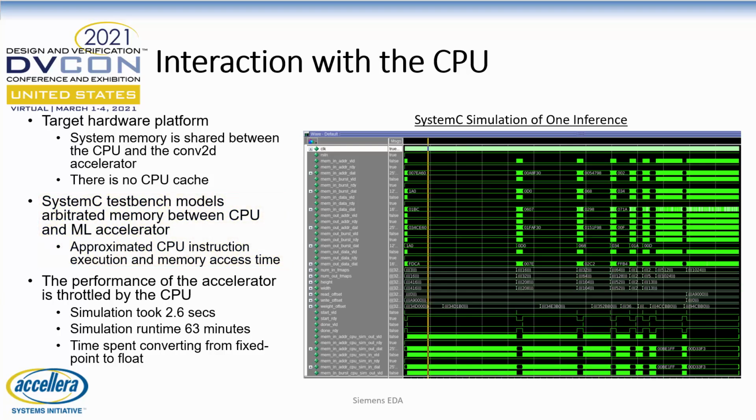After making these code changes, the pre-HLS simulation showed that the performance of the accelerator was being throttled by the CPU. This is because the accelerator has to wait while the CPU is executing the bias, activation, and max pooling functions.